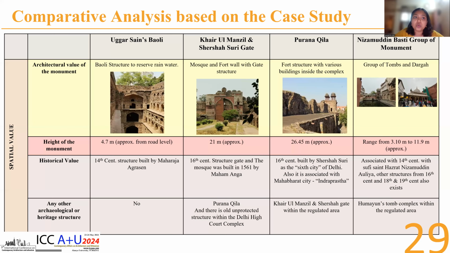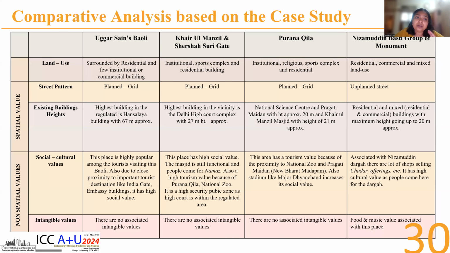So we did a comparative analysis of all these four case studies, based on spatial values like the architectural value, the historical value, and whether there are any other archaeological heritage structures within the vicinity of these 100 and 200 meters. We saw how the height of the monument varies, where one monument is just 5 meters visible, and another goes beyond 20 meters. And within the prohibited and regulated areas, the land use is also so different.